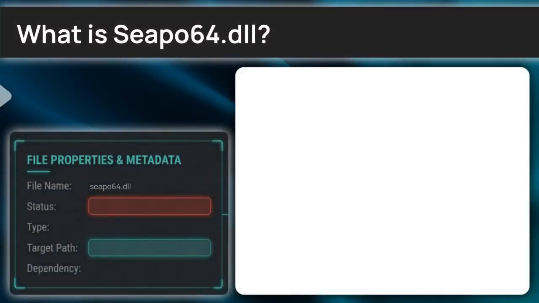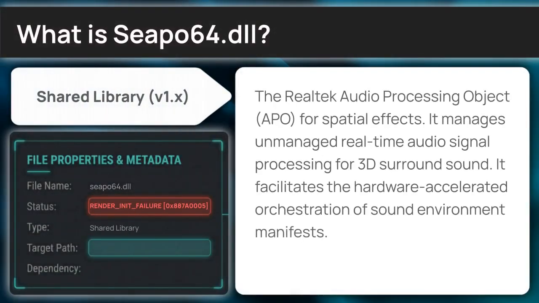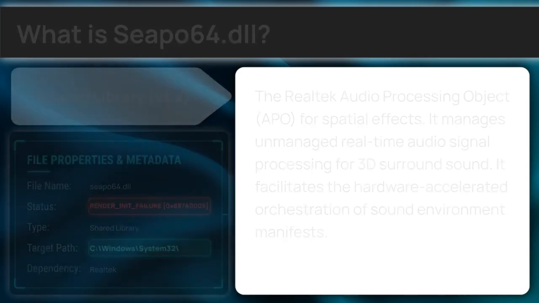This is the seapo64, the Realtek Audio Processing Object, APO, for spatial effects. It manages unmanaged real-time audio signal processing for 3D surround sound. It facilitates the hardware-accelerated orchestration of sound environment manifests. Now that we've covered what the file does, let's jump into our first fix.